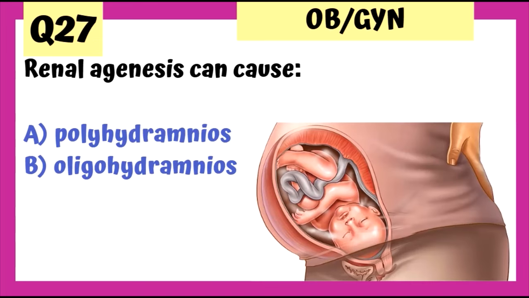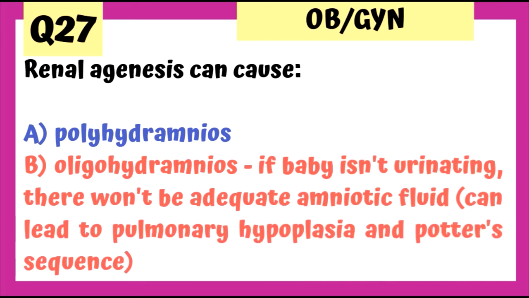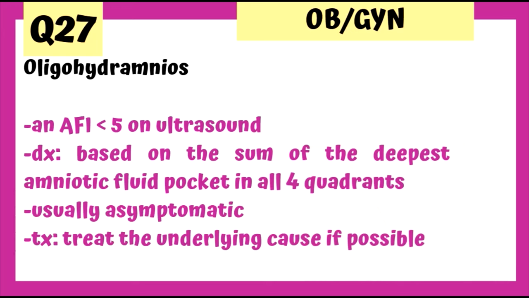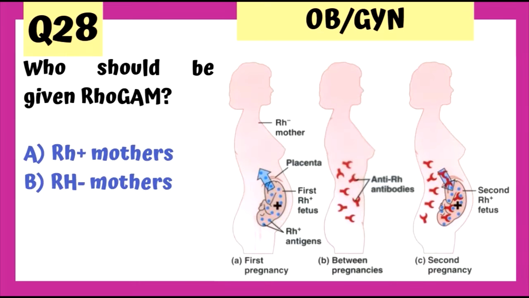Question 27, renal agenesis, where the kidneys are not formed, either bilaterally or unilaterally, that can cause oligohydramnios because the baby's not peeing out. So there's not going to be the proper amount of amniotic fluid being created. And if the baby isn't urinating, there won't be adequate amniotic fluid, as I just said, and it can lead to pulmonary hypoplasia and Potter sequence. Oligohydramnios, you could take a look at the slide over here. We try to treat the underlying cause as much as possible. And again, just like polyhydramnios, this is often asymptomatic. Question 28, who should be given RhoGAM?